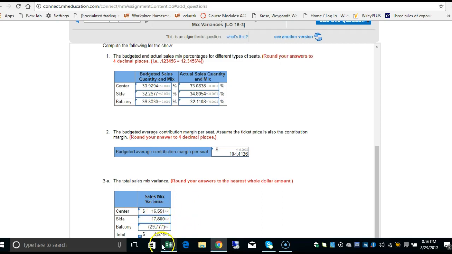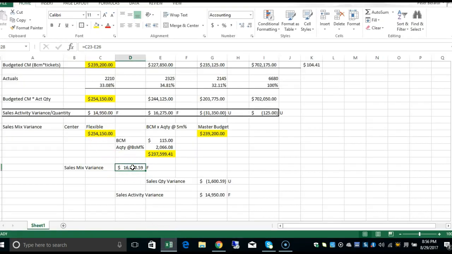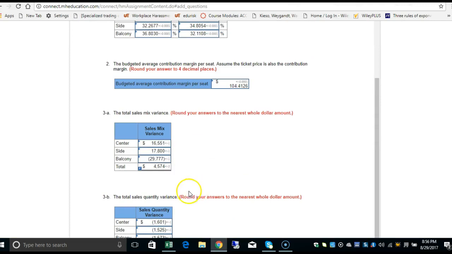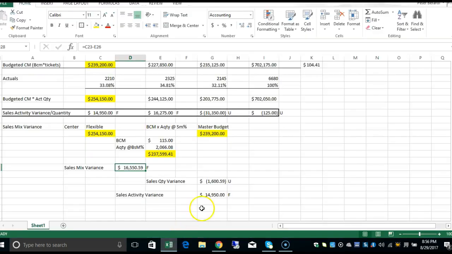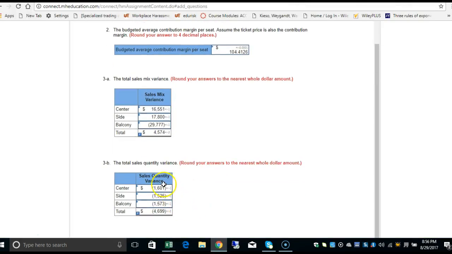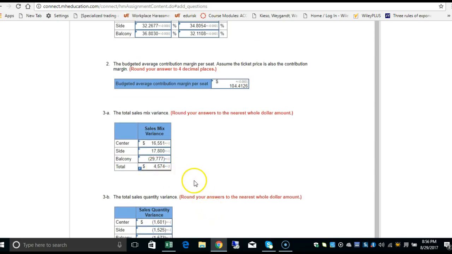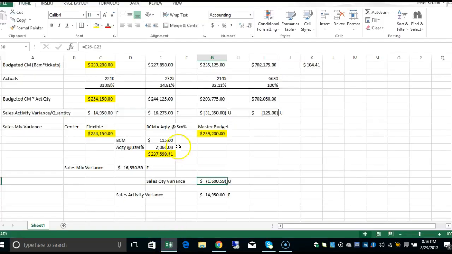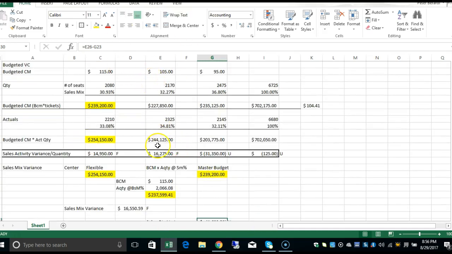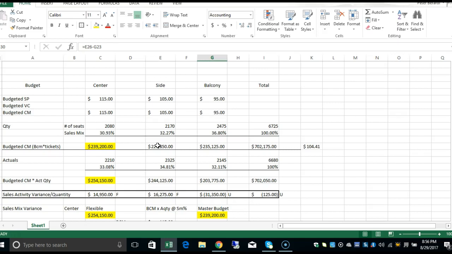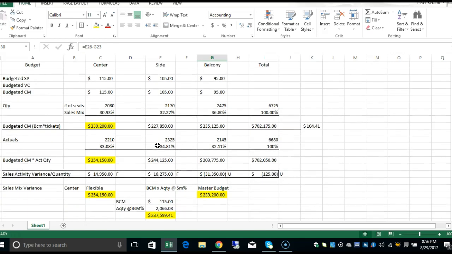So 16,551 is basically this number here, 16,550 is rounded. Total sales quantity variance is the number we did here, 1,600.59, which they round to 1,601. And if you do that for all three, follow the same steps, you essentially get your answers. So you would simply do the same approach for all three. So essentially, that's how you approach a sales mix variance problem.